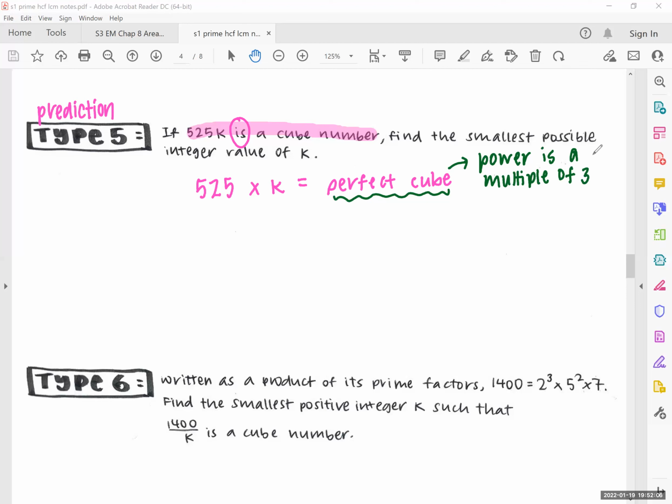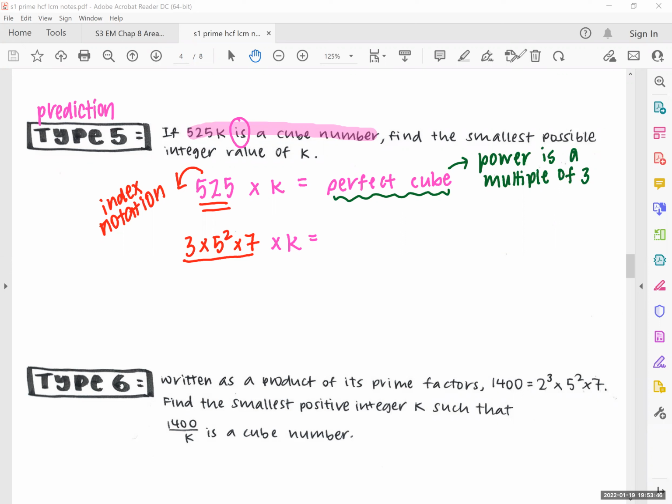Okay, so right now, same thing. What do we first have to do? You all remember. Index notation. Okay, index notation for which number? 525. So right now, I want you guys to pause the video and make this into index notation and see whether you get the same answer as me. Okay, so hopefully you get the same thing as me. 525 is actually 3 times 5 squared times 7, times k will give me a perfect cube. So let's start predicting what the perfect cube is.